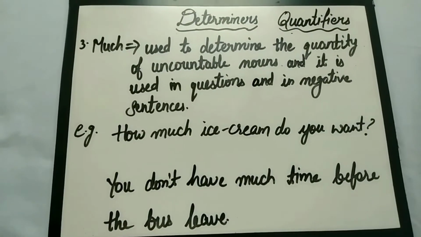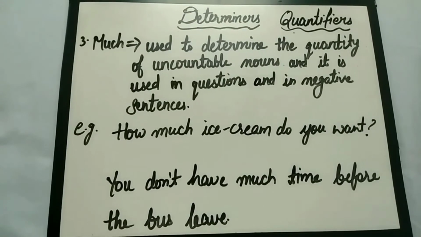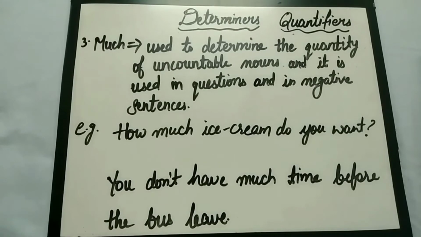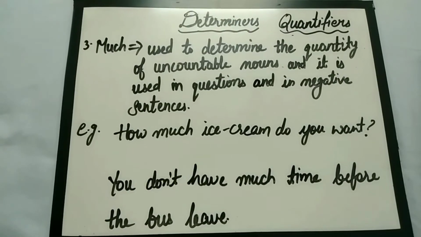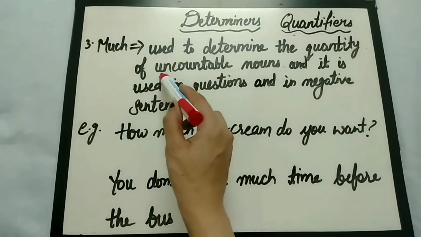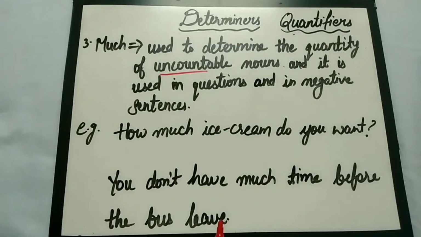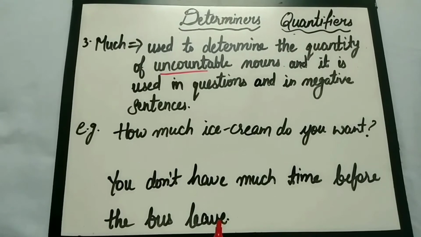So here is our next quantifier, much. Much is used to determine the quantity of uncountable nouns. Read carefully: the quantity of uncountable nouns. And it is used in questions and in negative statements.